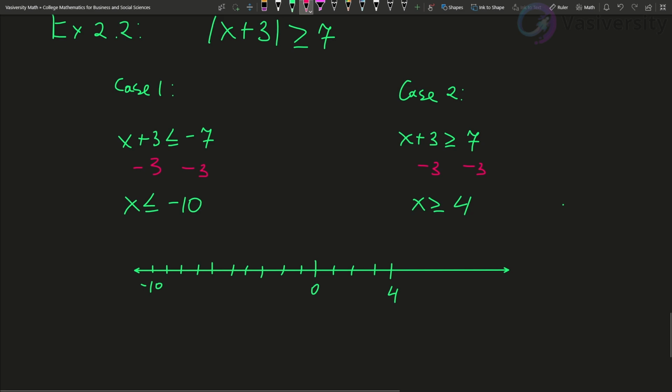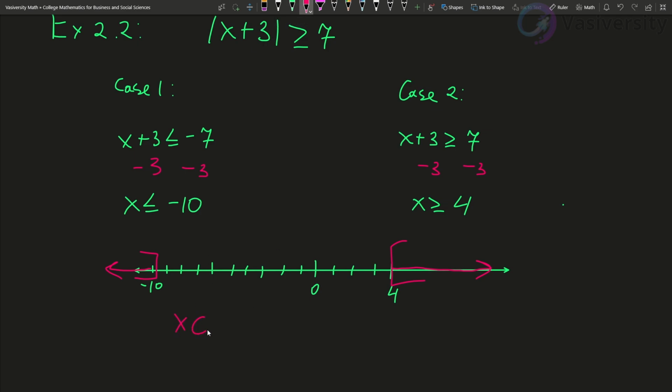Okay, so our solutions here are all the way to the right, and all the way to the left, right? And in this case that is included. Okay, perfect, both sides. But how can we write it out in interval notation?